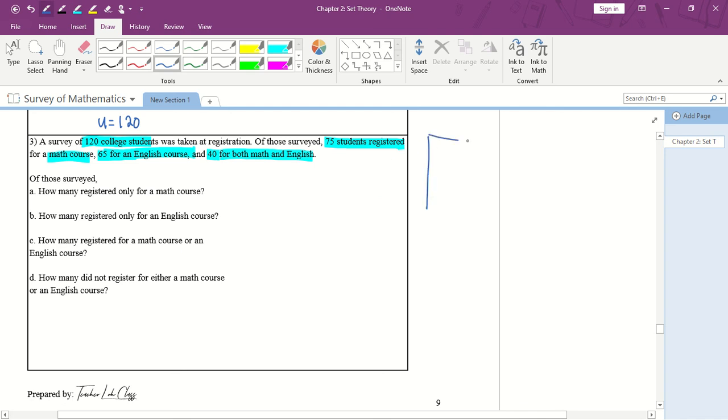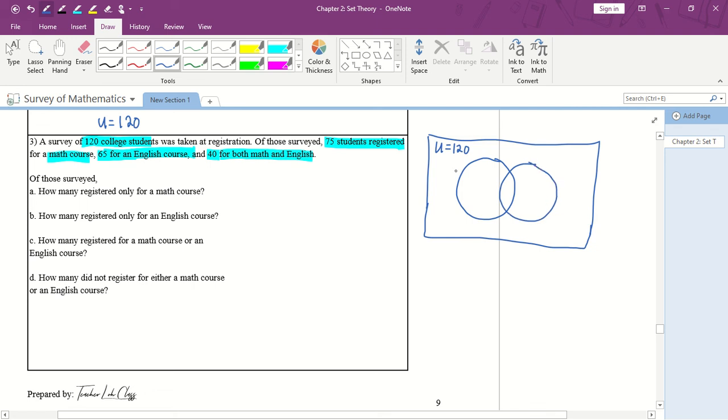So again, we just create a Venn diagram first before looking at those questions. Okay, the Venn diagram is here. U is equal to 120, and we know that the sets intersect. This is math and this is English. I use M as math, E as English. And of course, when we want to transfer the information to the Venn diagram, we will always start from the intersection. So first, 40 for both math and English.